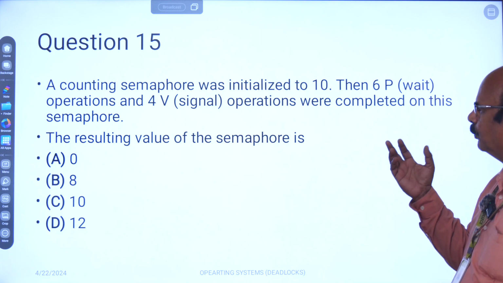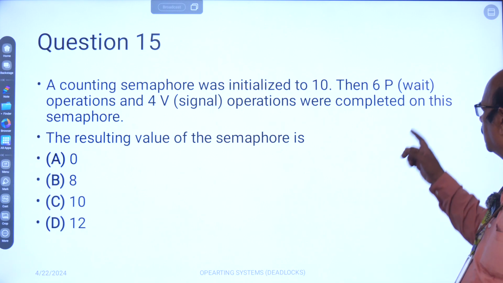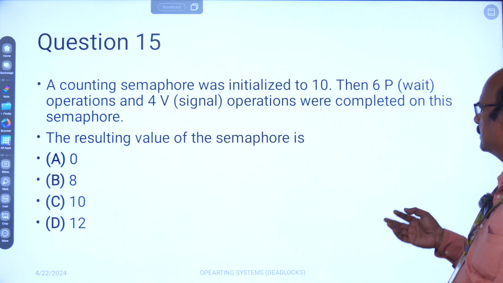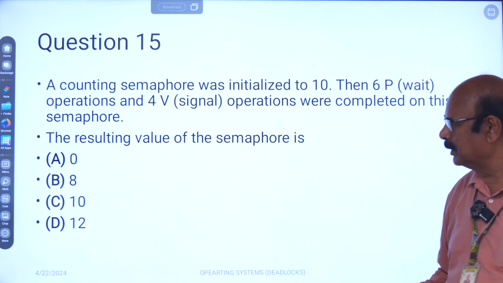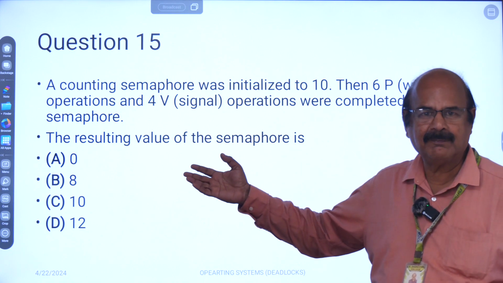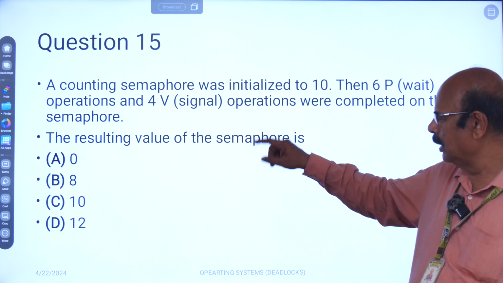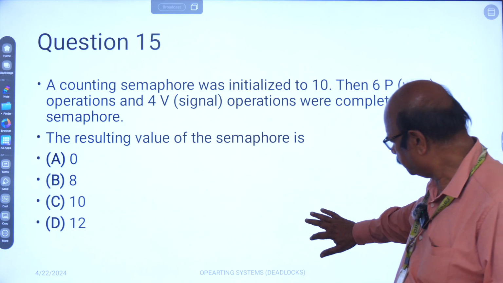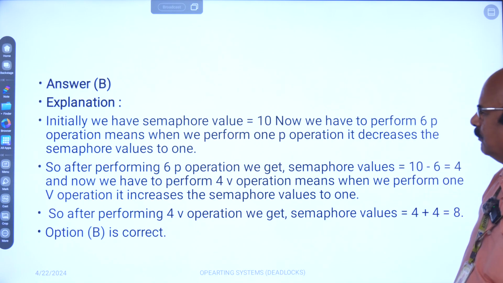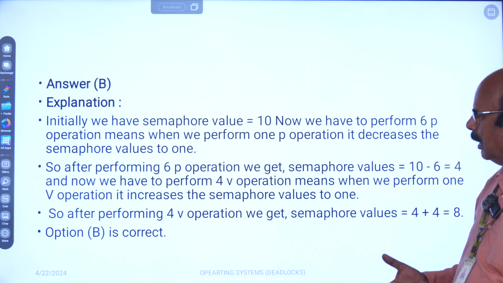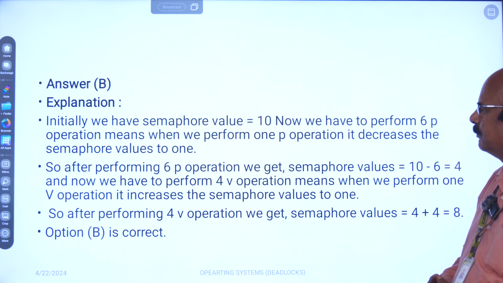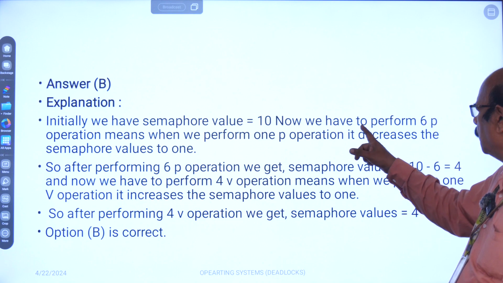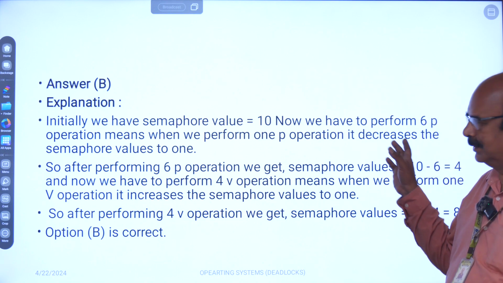A counting semaphore was initialized to 10. Then 6 P (wait) operations and 4 V (signal) operations were completed on the semaphore. The options for the resulting value of the semaphore are: A is 0, B is 8, C is 10 and D is 12. Let us see the answer. The answer is B. Here is how they justify it. Initially we have semaphore value 10. Now we have to perform 6 P operations.